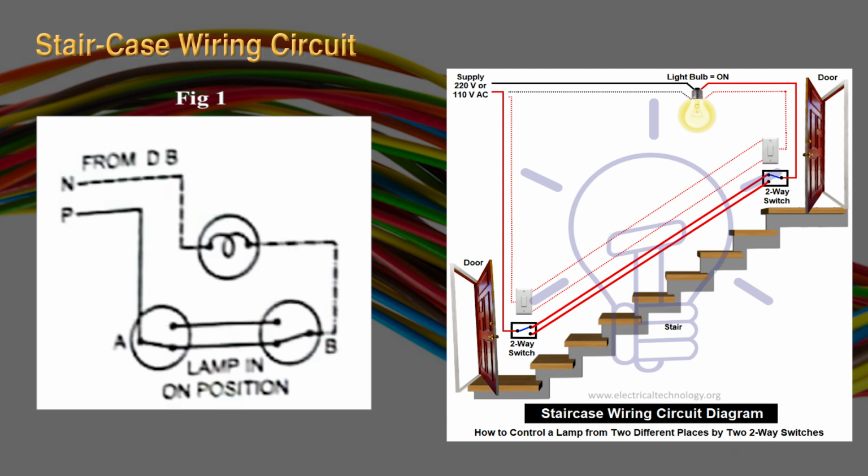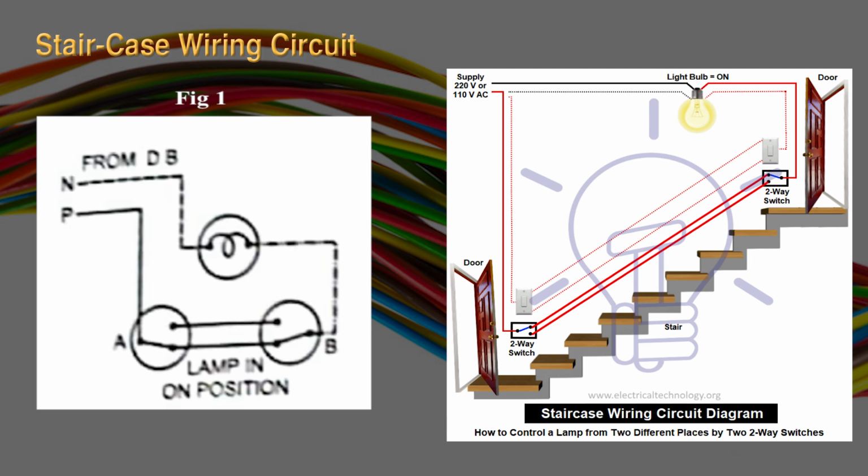Here you can see, as in figure 1, that this bulb, or lamp, is connected from the distribution board, and two switches are used, switch A and switch B. In figure 1 you can notice the lamp is in the on position. The phase is connected through switch A to switch B, then goes through the lamp, and then to the neutral. So this circuit is complete.